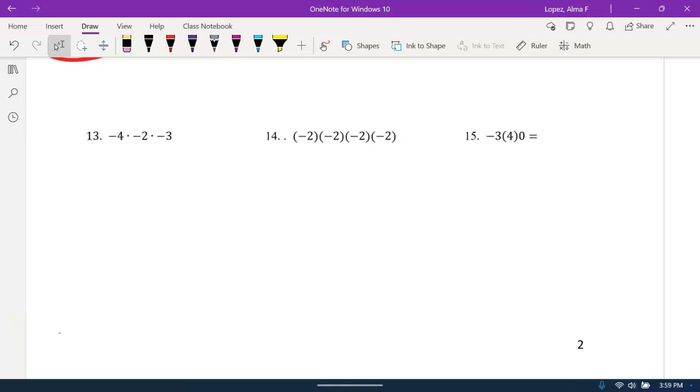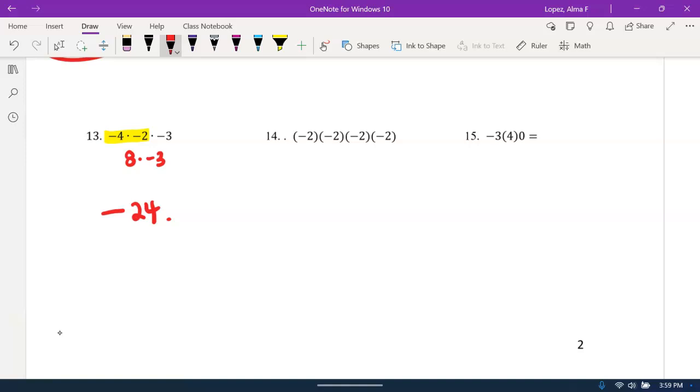Well, let's build it. If I multiply these two together first, I'm going to end up with negative 4 times negative 2. That's 2 of the same number. That's an 8 times negative 3. Now I have two numbers that are different signs, so my final answer will be negative. 8 times 3 is 24.